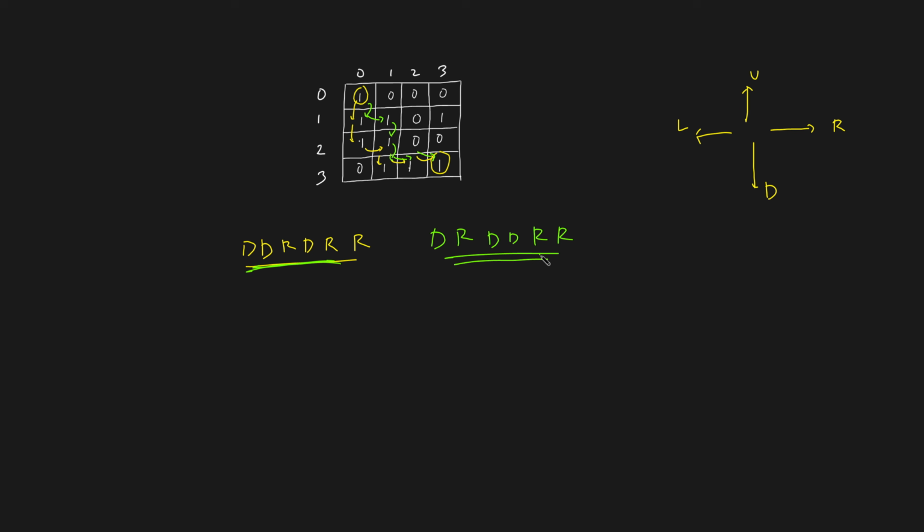So the question was very simple. You have to print both of these ways, and the ways should be printed in lexicographical order. Like DDR is lexicographically smaller than the other string, so this one should come at first and then the other one. So you have to return the answer in lexicographical order.